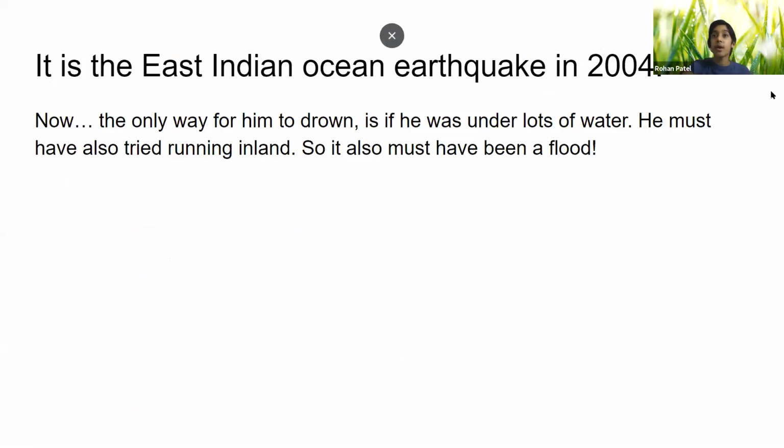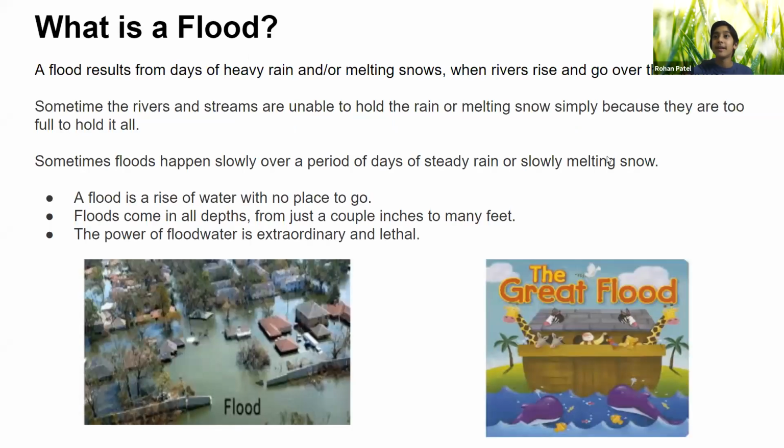Now, the only way for him to drown is if he was under a lot of water. He also must have tried running inland. So it also must have been a flood. Let's talk about floods then.